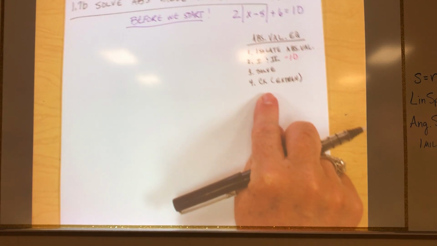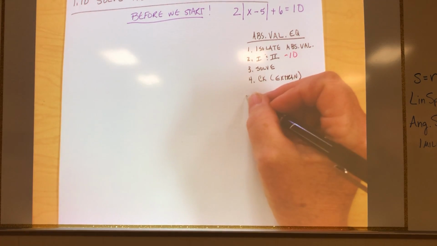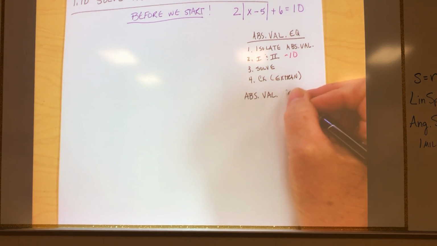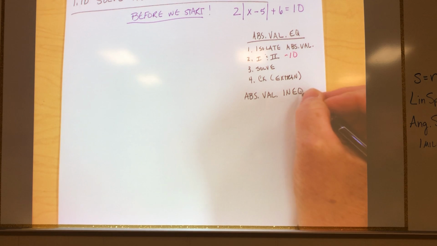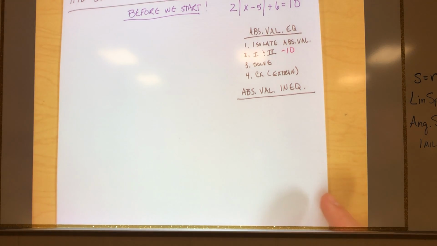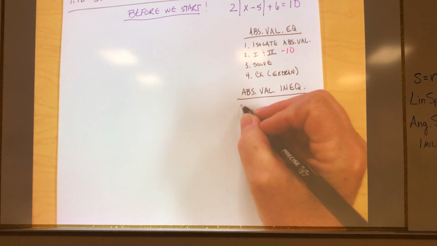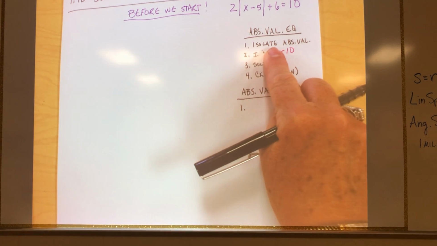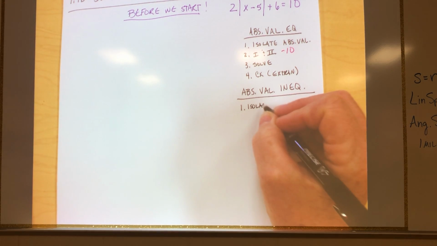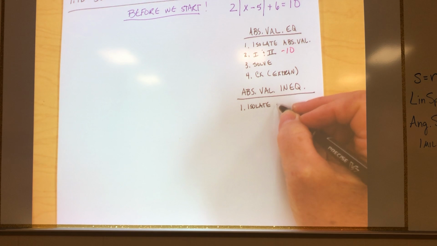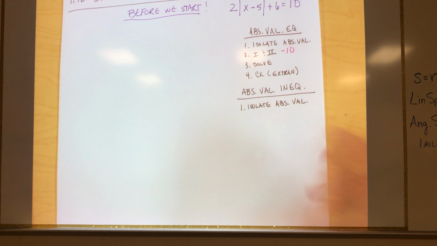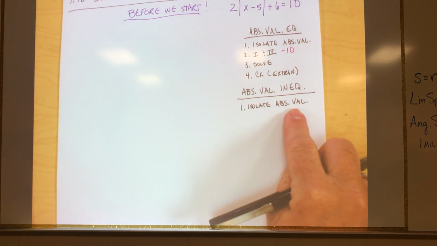All right, so let's go down here and let's write how we're going to solve an absolute value inequality, because this is what we're doing today, which means that we're going to have greater than or less than signs. Does everybody agree? Okay, so the very first thing you're going to do is exactly what you did up here. You are going to isolate. What does that mean? You got to get it all by itself. Isolate the absolute value. Get it all by itself.